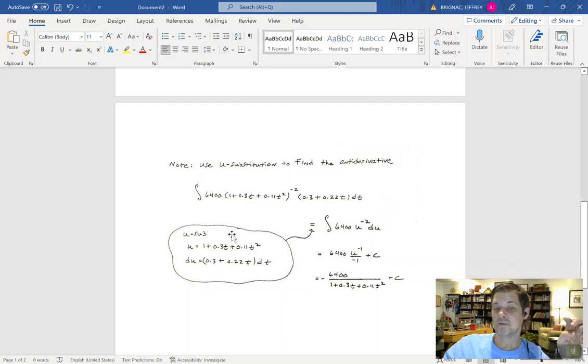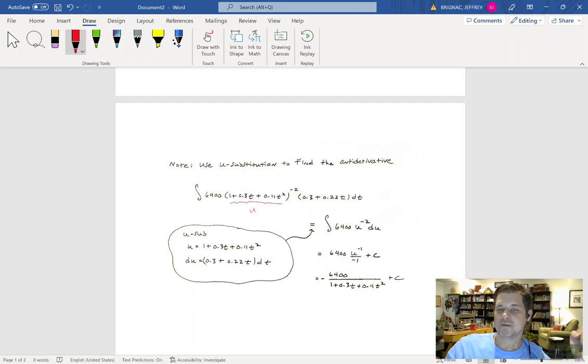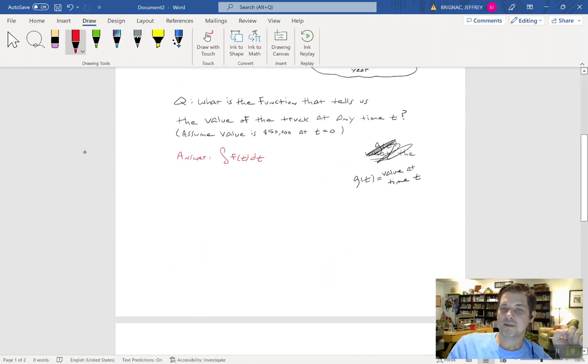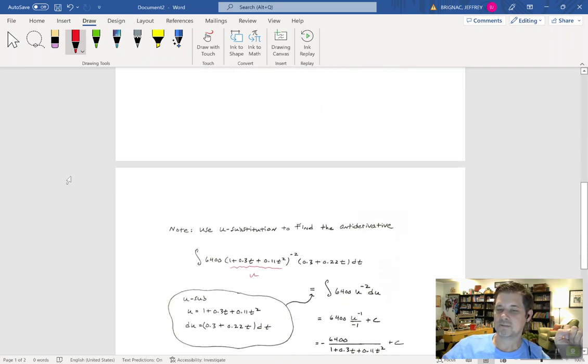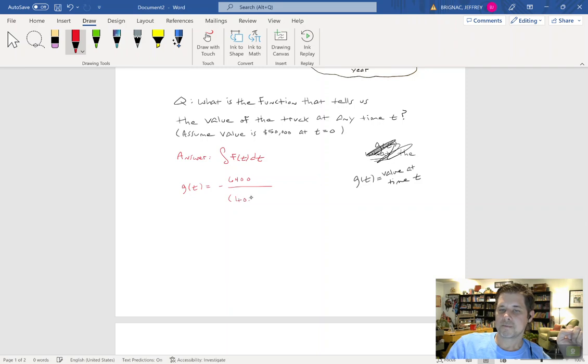To find that antiderivative, we would use u substitution. Let this part right here be u. And then this other stuff that's left over right here, 0.3 plus 0.22t, that's going to be du. Okay, so we put all that in, and then here's what we get. All right, so it looks like that would do it. Now I'm going to write that up here, and I'll say, let's call that g of t. Negative 6,400 over 1 plus 0.3t plus 0.11t squared, plus c.